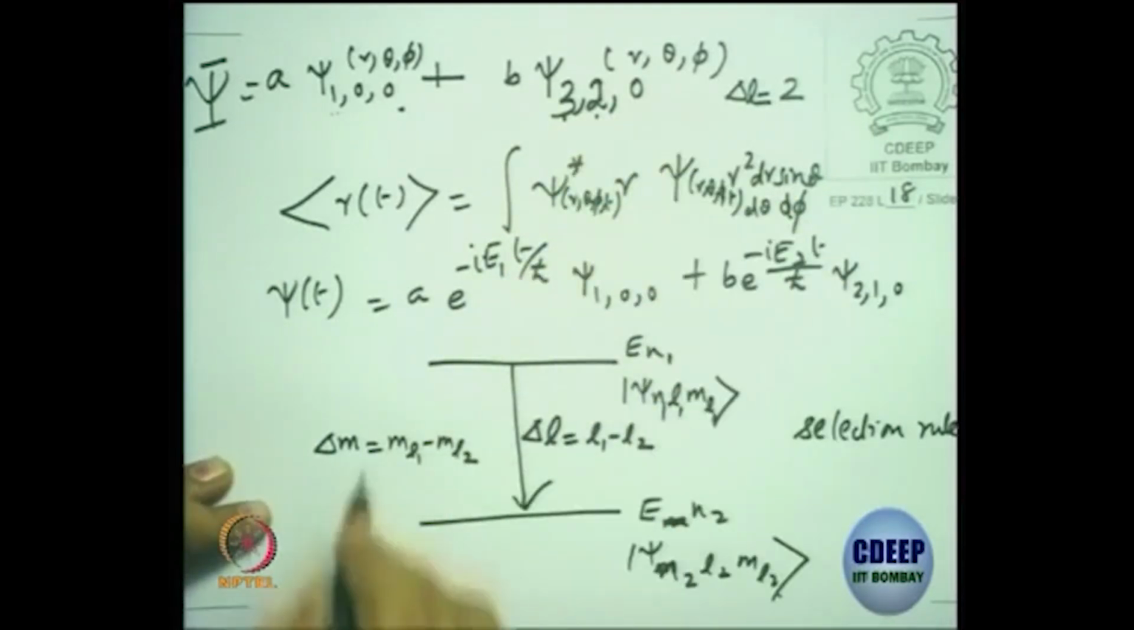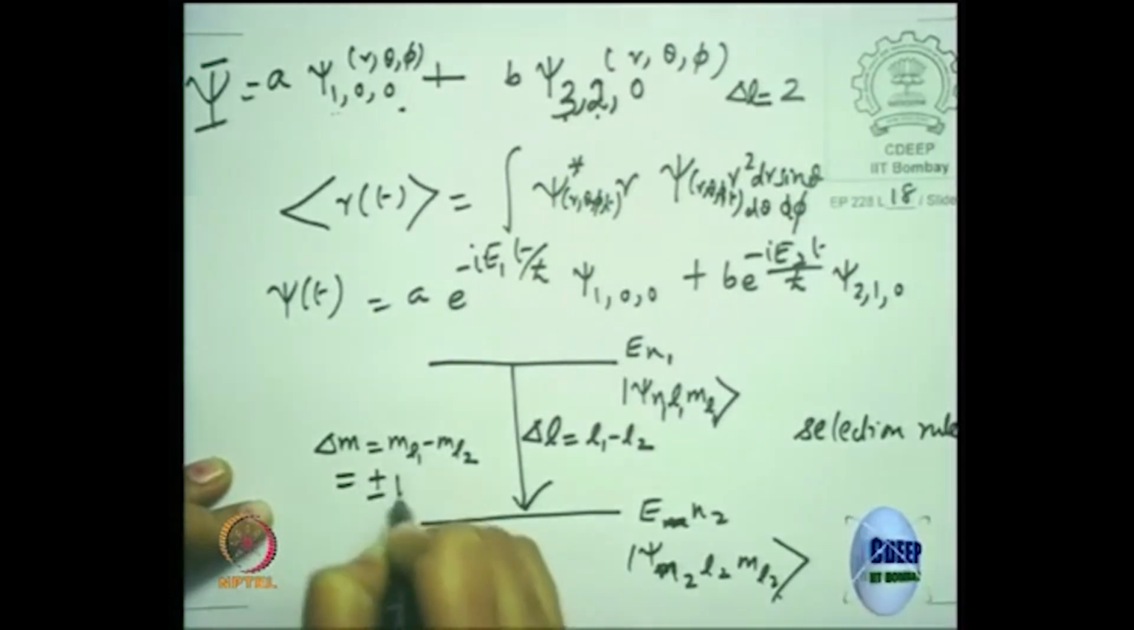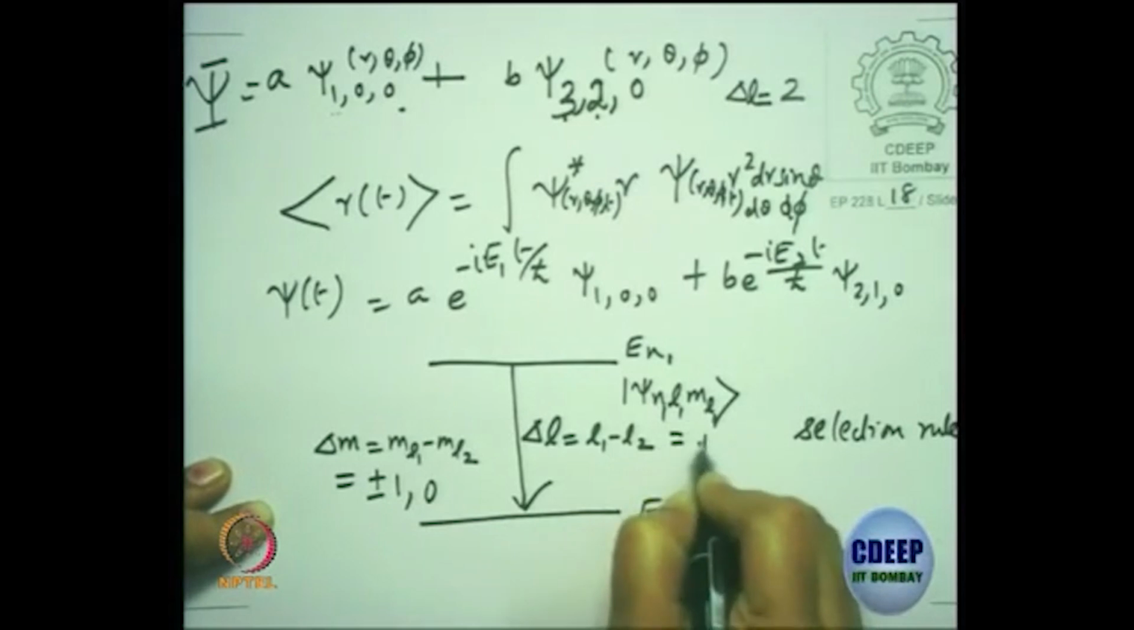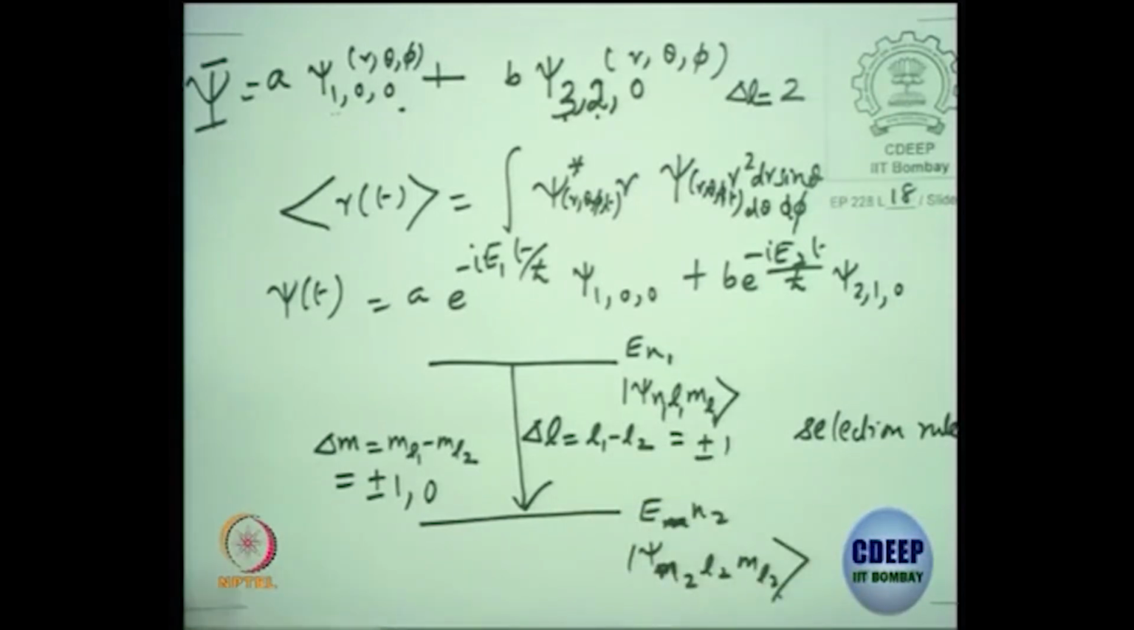Get what I am saying? So, this one has to be plus or minus 1 or 0, and this one has to be plus or minus 1. Yeah, so it's like a harmonic oscillator position which is toggling as cos omega t, with the frequency being the difference between these two levels. And if such a thing happens, there is a radiation with that frequency which is seen.